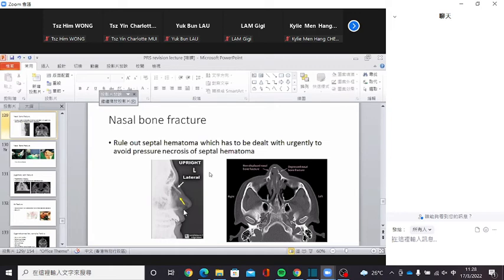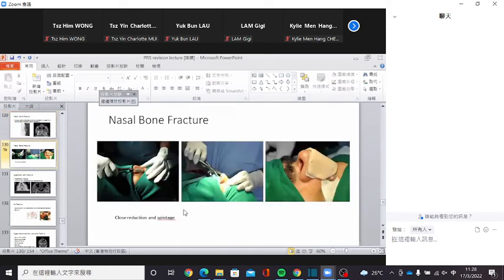So previously we've mentioned why it has to be dealt with urgently. So nasal bone reduction is just a closed reduction. It could be done under LA.